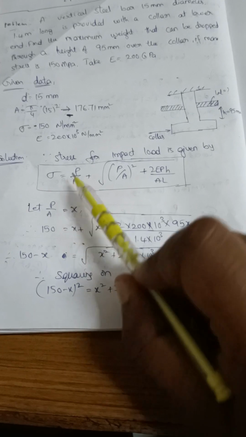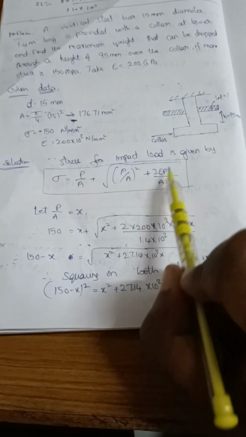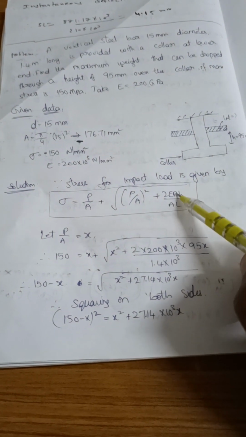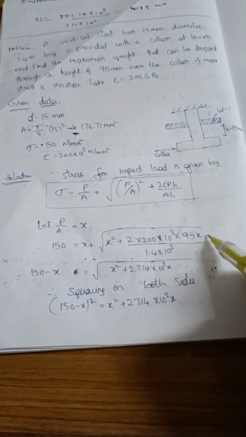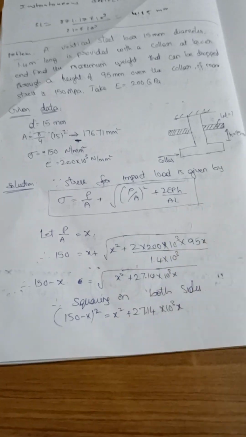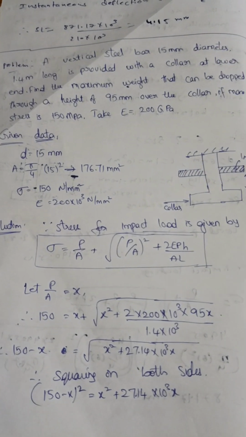Here we have substituted P by A as X. So this is 150, this is X, and everything else is there. Instead of P by A we are substituting X. Now if we simplify it, we'll get X as 0.82. But X is P by A, so P equal to 0.82 into area. Area we already found as 176.7. Substituting, we get the load, weight, 144.98.